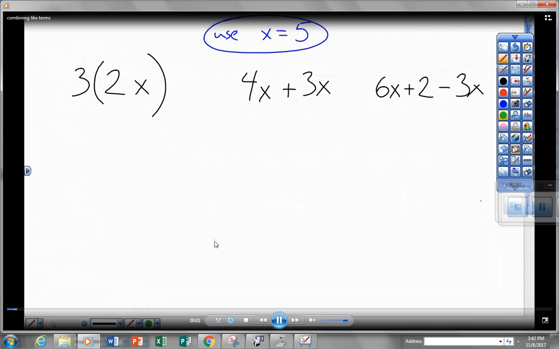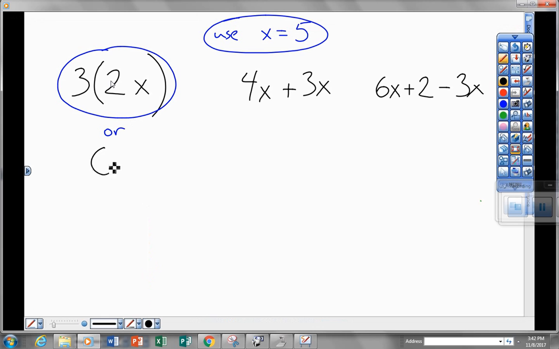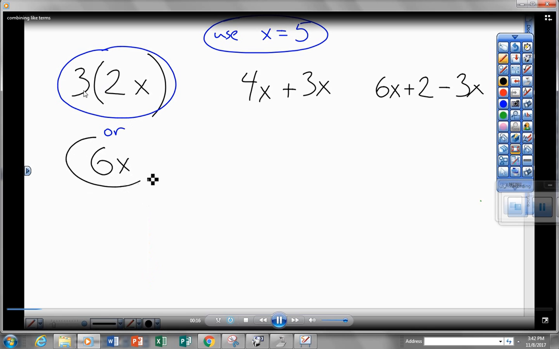So here we go. First one, 3 times 2x. I could write it like that, or I could times these two together. Unlike terms, you could times them. That gives you 6 of those x's. Another way to write it. So 3 of those 2x's or 6 of those x's.